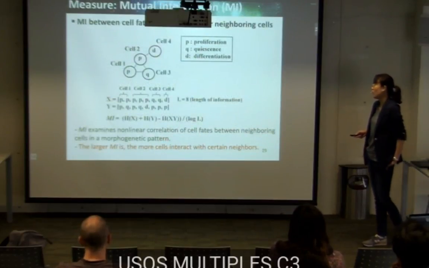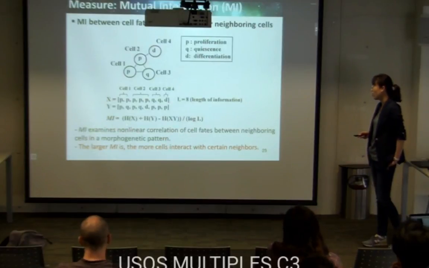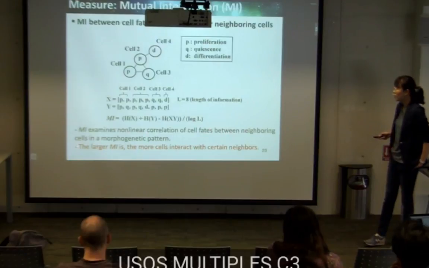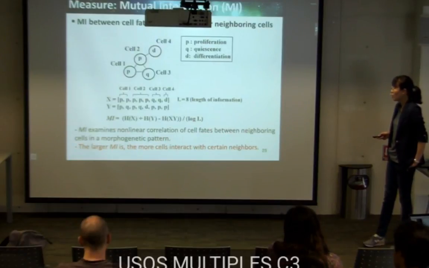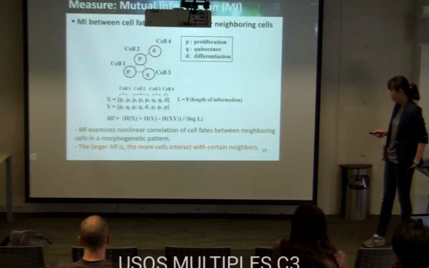In our model, the mutual information examines nonlinear correlation of cell fates between neighboring cells in a morphogenetic pattern. So the larger the mutual information is, the more cells interact with certain labels.